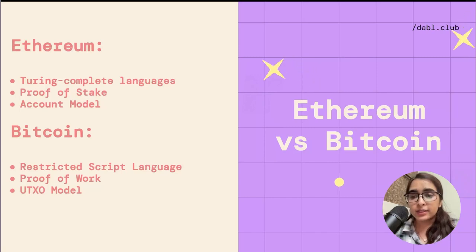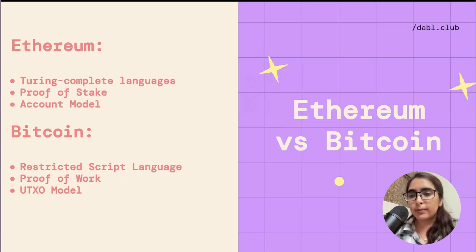But Bitcoin uses a restricted script language. So it has a lot of limitations and gives simple functionality, and that is done to enhance security. It doesn't have any option to compute loops, and that is there to prevent infinite loops.